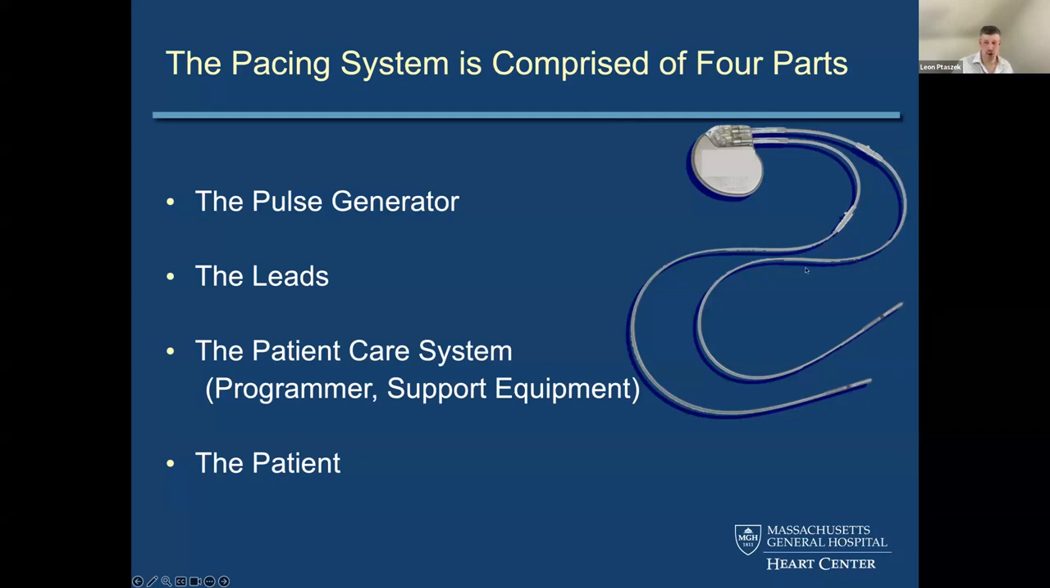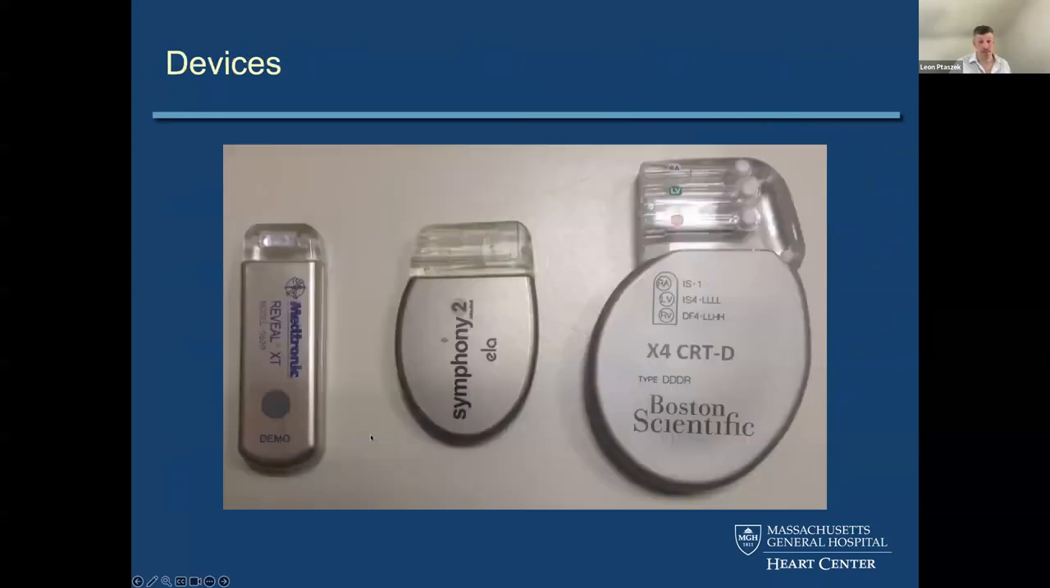In this case, I'm showing you a dual chamber system, knowing full well that the number of leads per system will vary from 1 to 3. You've got the patient care system as well, meaning the programmer, which communicates wirelessly with the system, allowing for sensing of parameters, assessment of structural integrity of the system, as well as giving the operator the capability of reprogramming as needed. And of course, last and most importantly, there's the patient.